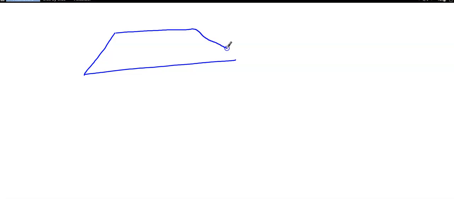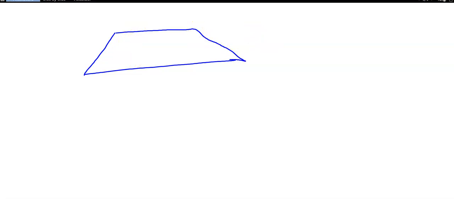Okay, in this video we're going to talk about trapezoids. A trapezoid is a figure that has two sides that are parallel to each other, so they run like train tracks. And the other two will have to be not parallel. So it'll be something like this.